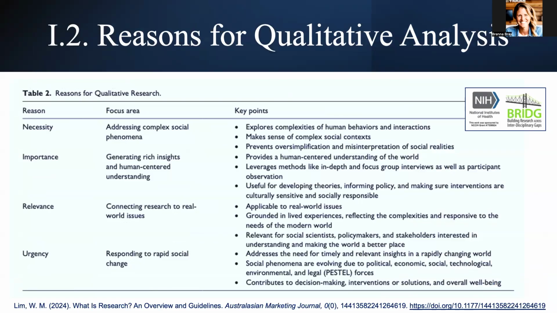So, when we're getting into reasons for qualitative analysis, broadly, necessity, importance, relevance, and urgency are four primary reasons for qualitative work. So if we have a focus area that addresses complex social phenomena, the key points of qualitative research, it might explore complexities of human behaviors or interactions. It might make sense of complex social situations. It can prevent oversimplification and misinterpretation of social qualities. And it can provide a human-centered understanding of the world.